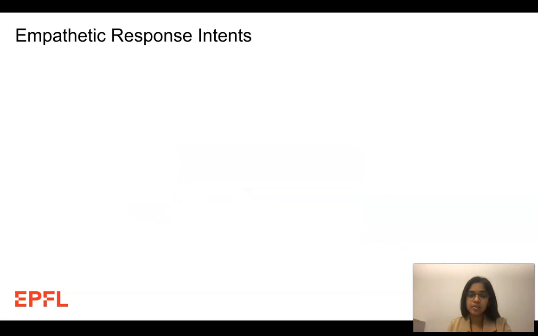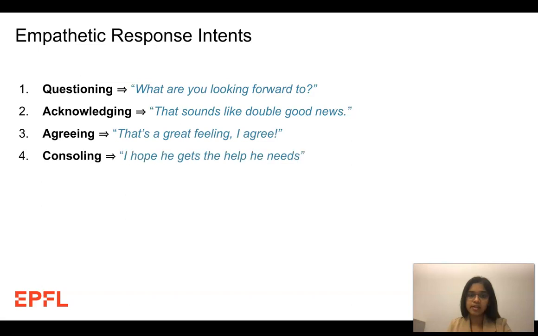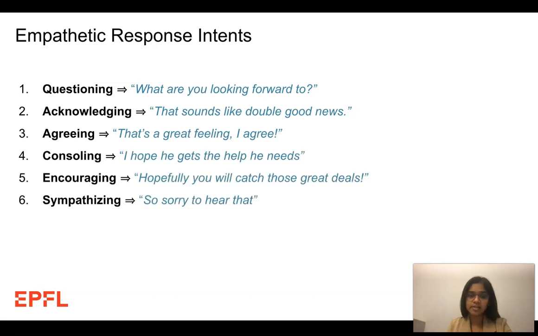In our previous work, we analyzed the state-of-the-art EmpatheticDialogues dataset by Facebook to formulate a taxonomy of empathetic response intents. And to annotate our dataset, we utilized the most frequently observed 8 empathetic response intents from this study, which we refer to as the plus categories. Those categories are questioning, acknowledging, agreeing, consoling, encouraging, sympathizing, wishing, and suggesting.